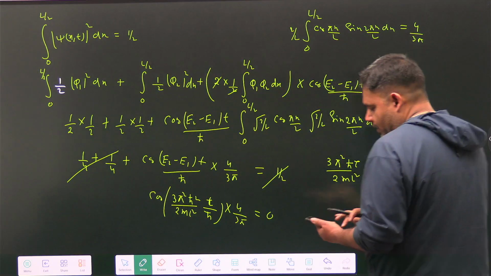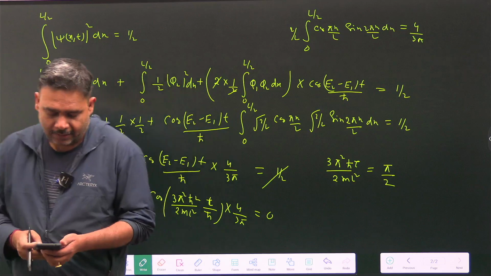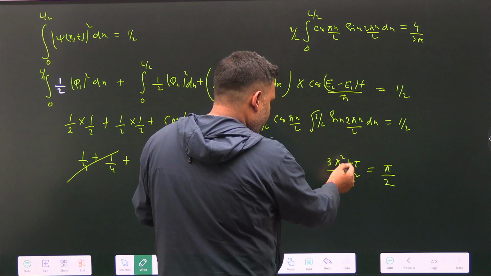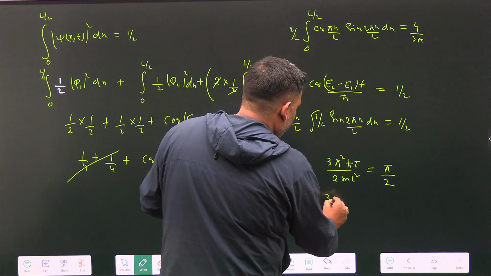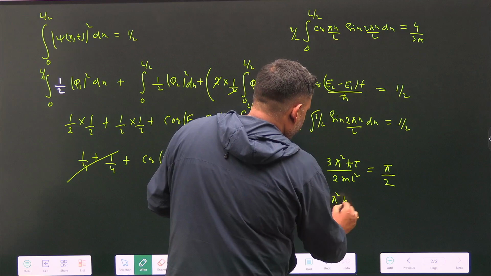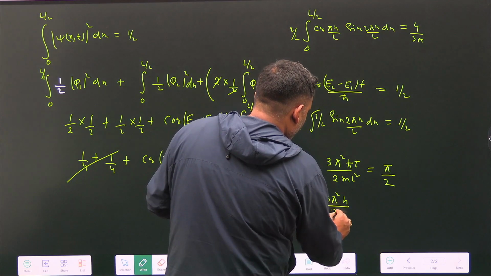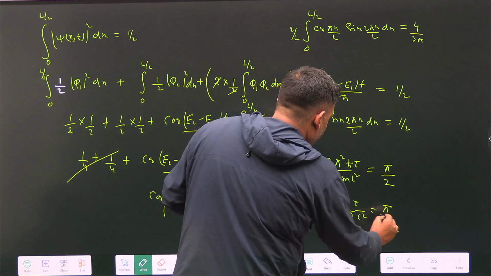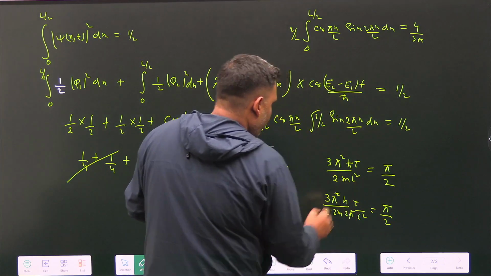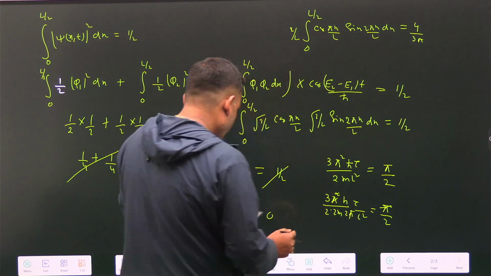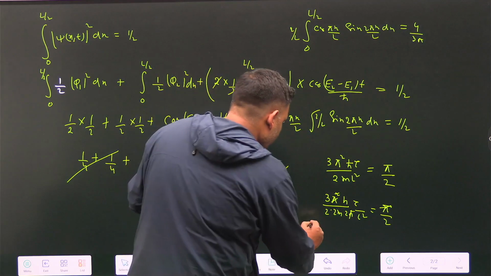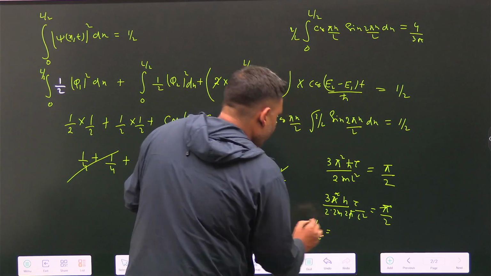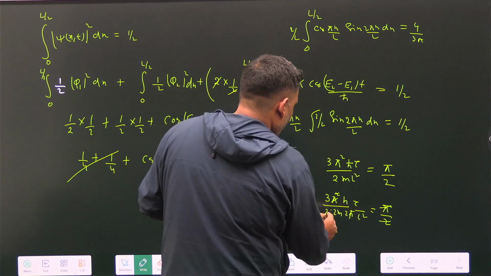And what we have to do? We have to calculate the value of basically tau h upon m L square. So from here we can write h cut as h upon 2 pi. So this is 3 pi square, h, 2 into 2m, into 2 pi tau upon L square is equal to pi by 2. So this pi will cancel, and we have to calculate tau h upon m L square.